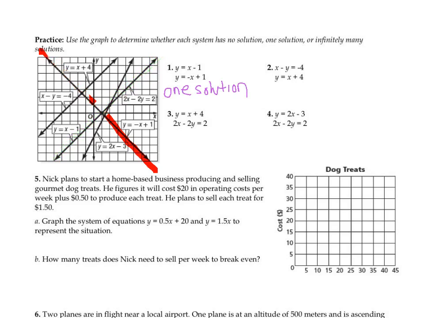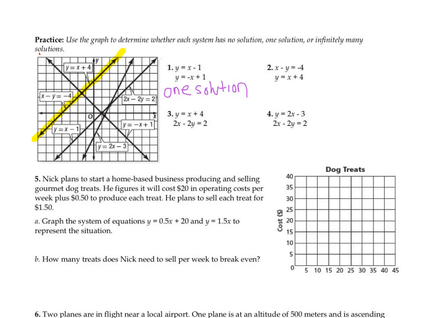Now, looking at number 2, we're given two lines again. We're given x minus y equals negative 4, and we're given y equals x plus 4. So again, what we can do is we can find both of these lines right on the graph as provided. So x minus y equals negative 4 is right here, which I am highlighting for you.